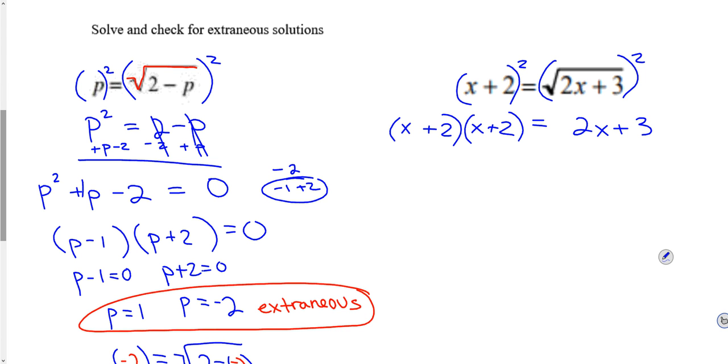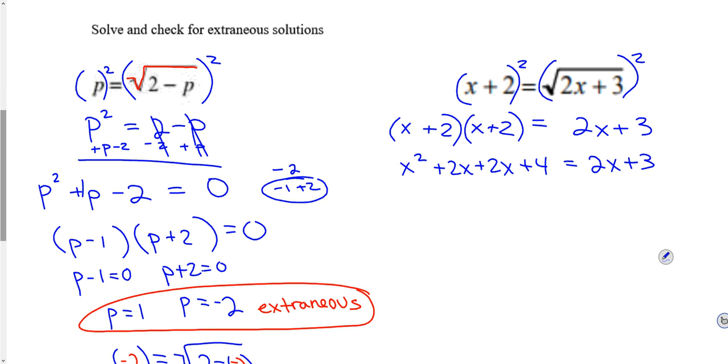The exponent means to write it twice. Now we don't have to do that to the radical part because we know that when you multiply a radical times a radical, it just cancels, especially when the radical matches. So if we FOIL this, we're going to end up with x squared plus 2x, and plus another 2x, and then plus 4. And this equals 2x plus 3.